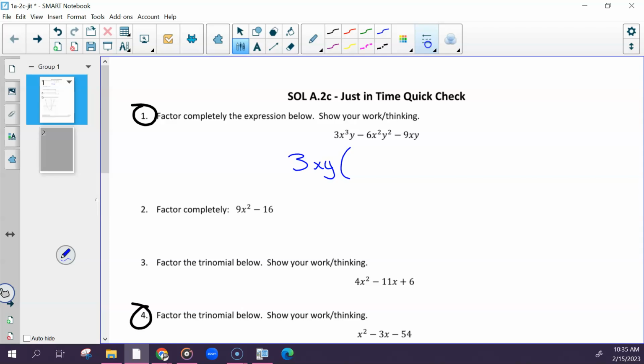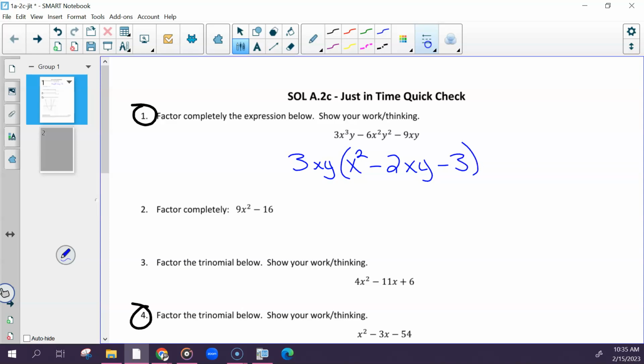No. We would have x squared. And then no longer y's. What would the next one be? 2xy. And then if we're dividing negative 9xy by 3xy, what's left? Just 3, but negative. Right?